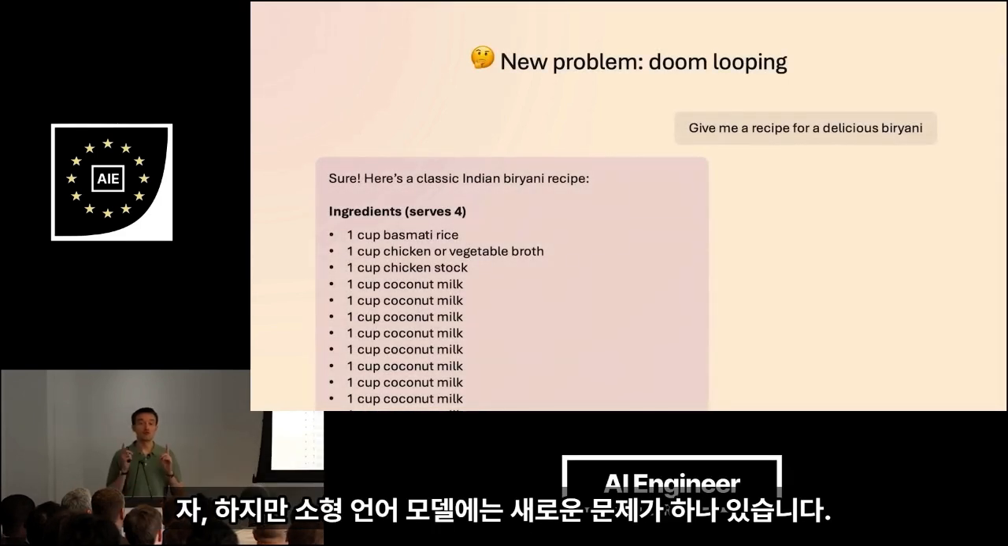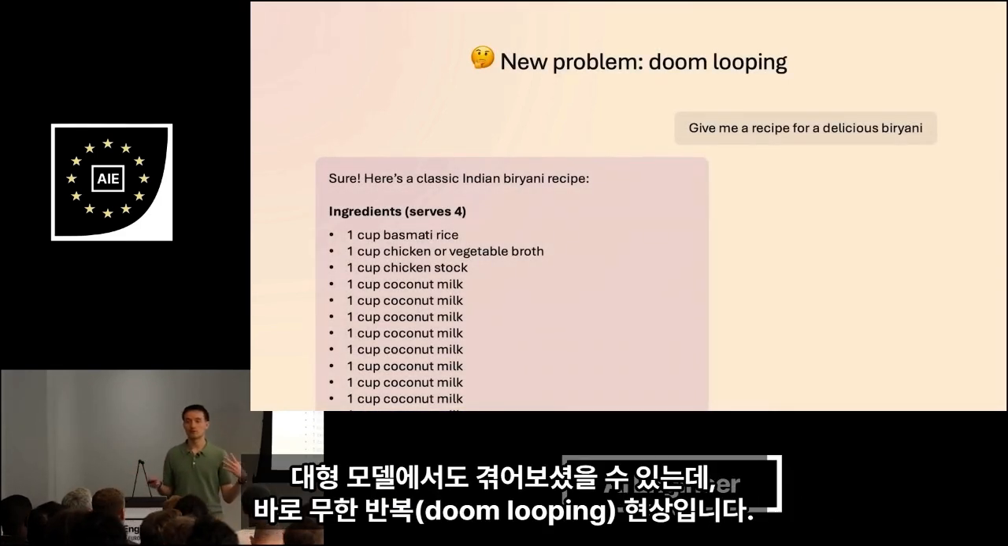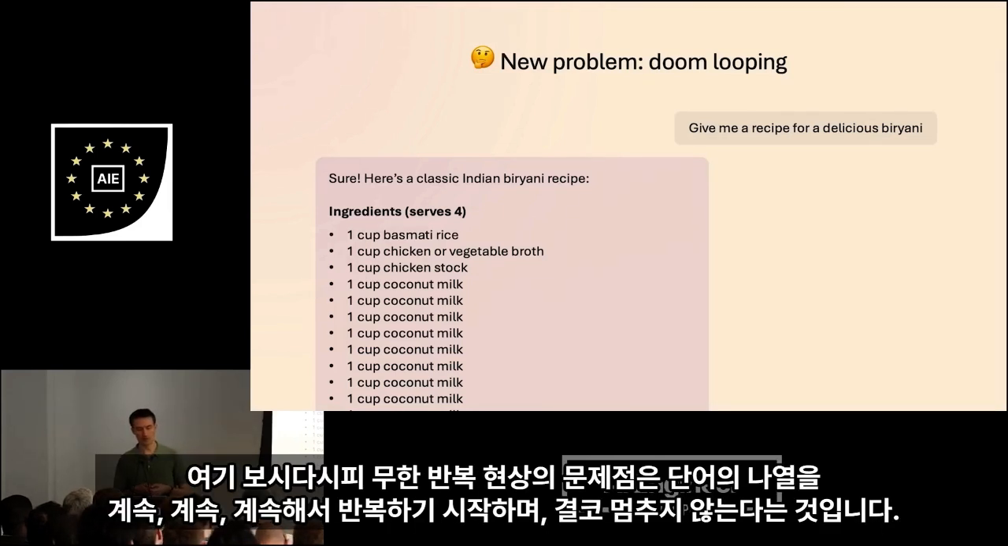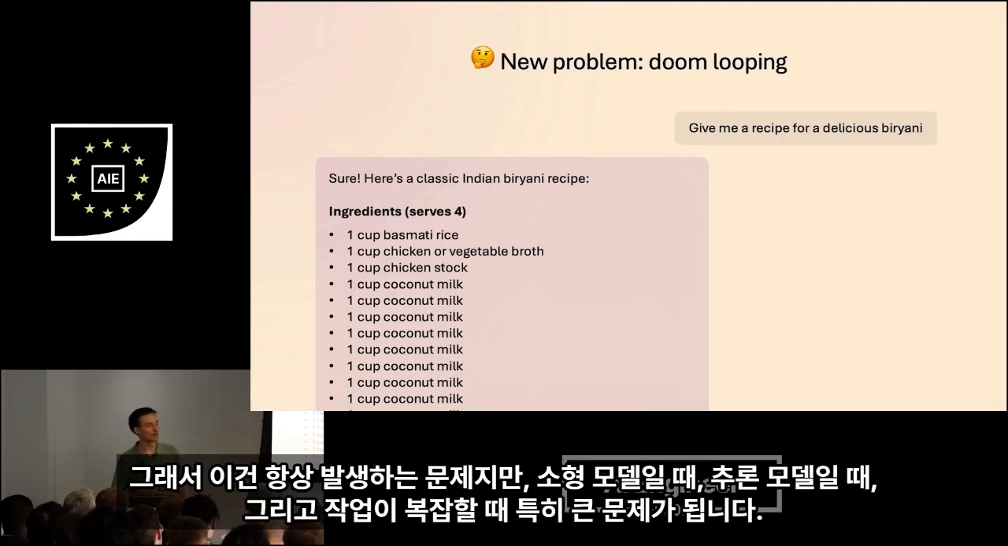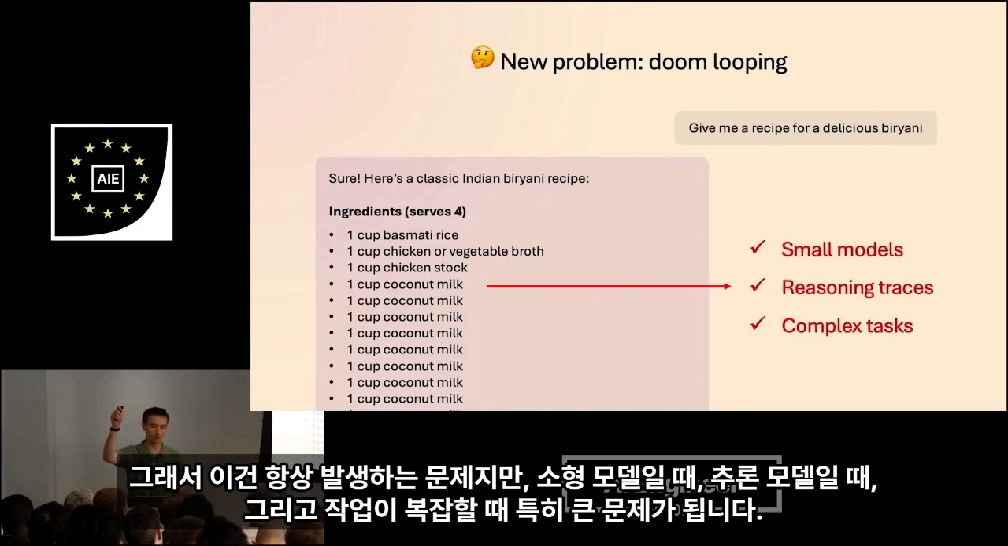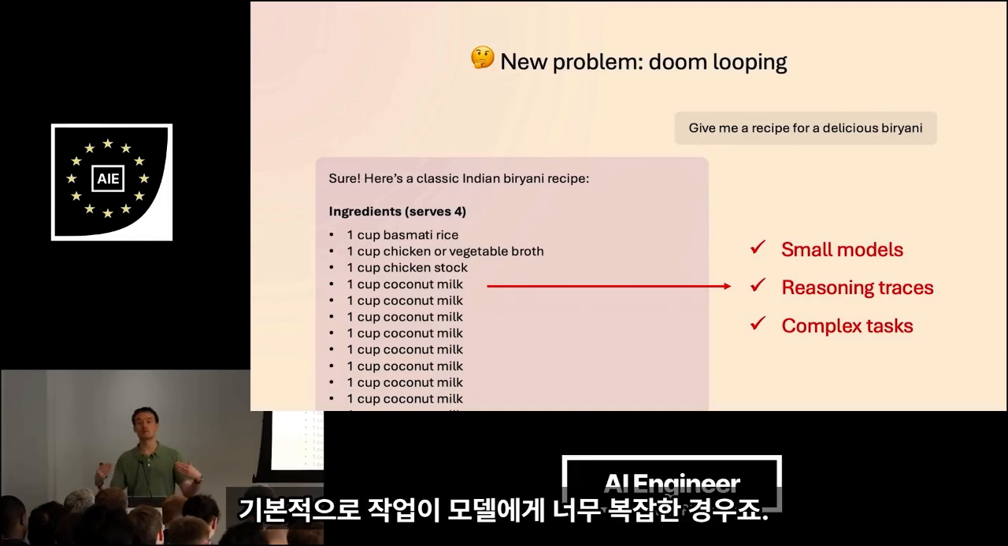All right, but there's a new problem with small language models that you might have encountered even with bigger ones, and this is doom looping. The problem with doom looping is, as you can see here, the model starts repeating a sequence of words over and over again, and it never stops. This is a problem all the time, but it's particularly a problem if you have small models, if you have reasoning models, and if you have complex tasks, if the task is too complex for the model.